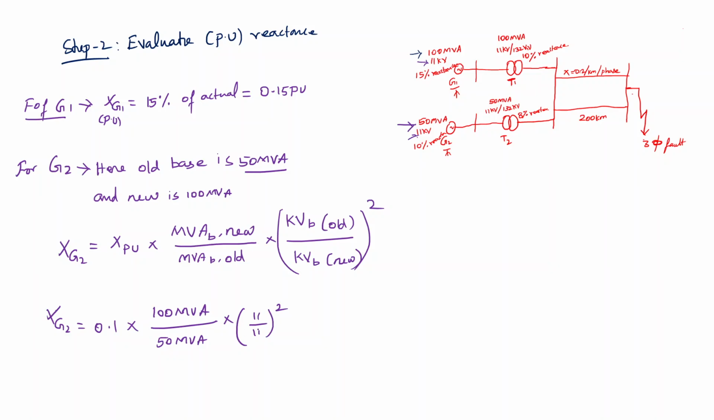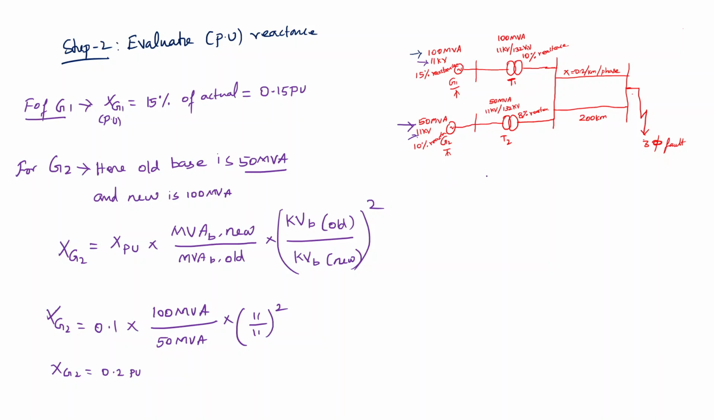Correct or not? So what will be my total value? Please take your calculator, solve, and tell me the Xg2 value. Very good, 0.2 is the correct answer. So it is 0.2 per unit. This is the value of reactance at G2.